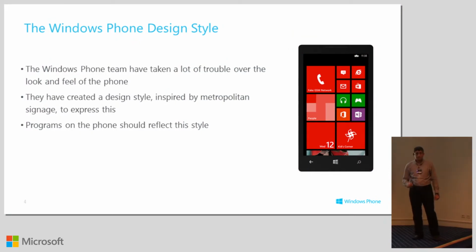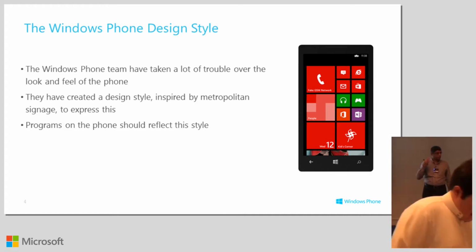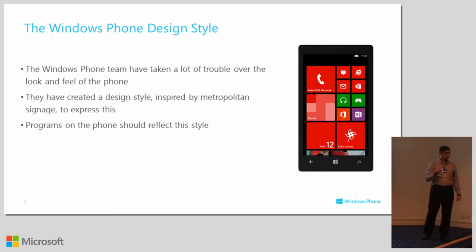So the Windows Phone design style. We started this with 7.0, what we call the Microsoft UI design principles. These principles are inherently based on the metropolitan signage or board signature, which you see in most of the metropolitan cities, in airports, train stations, which uses clear typography to indicate the content.